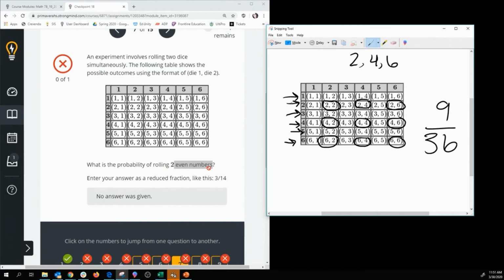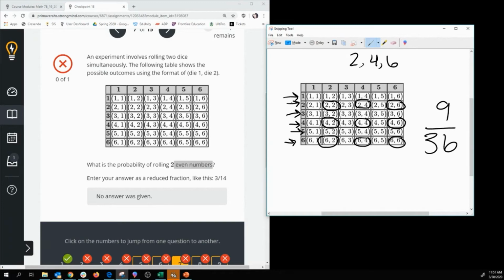Well, if I have this table here and I can only roll 2 evens, well, I have 1, 2, 3, 4, 5, 6, 7, 8, 9 different options, right, out of 36. So with probability, your denominator will always be bigger than your numerator. You don't want to flip it around.